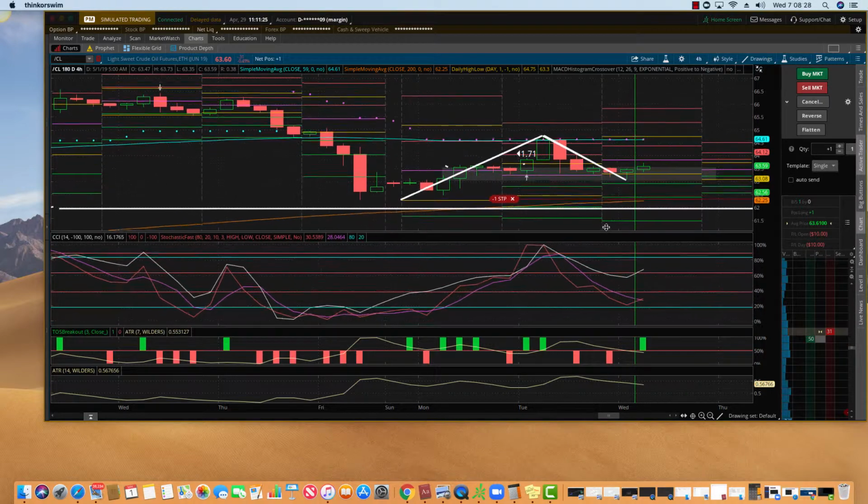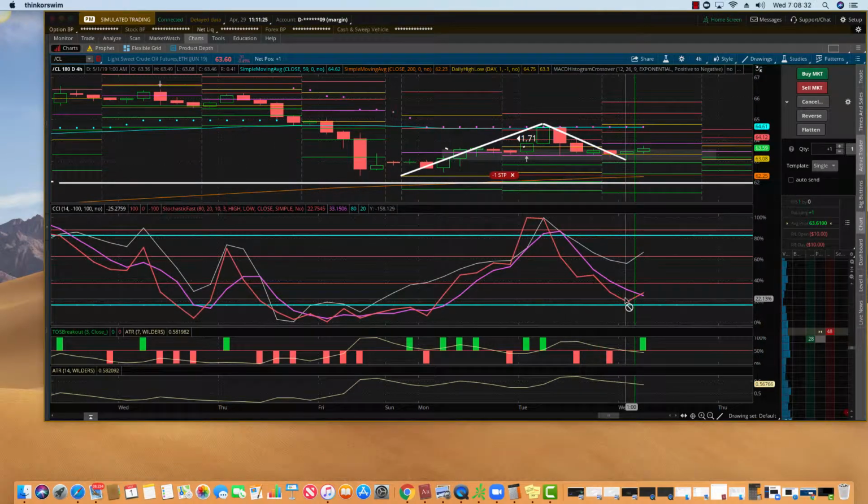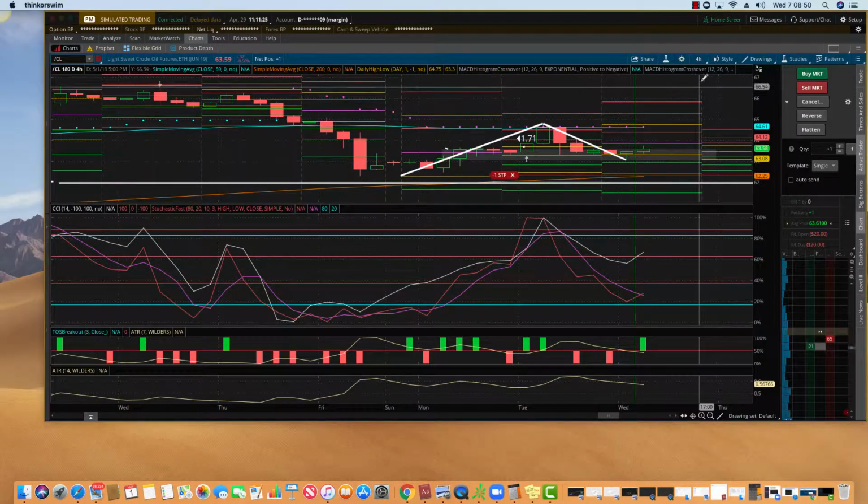The stochastic can help you with that, because when it gets oversold, you can see it's getting oversold, you're anticipating a breakout to a higher high, and that's what we have in this candle right here.